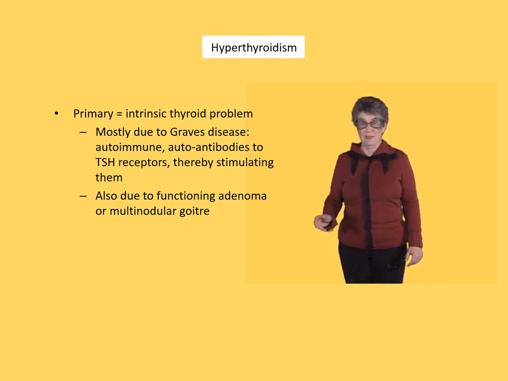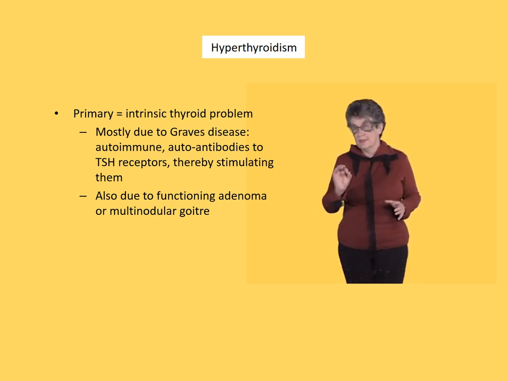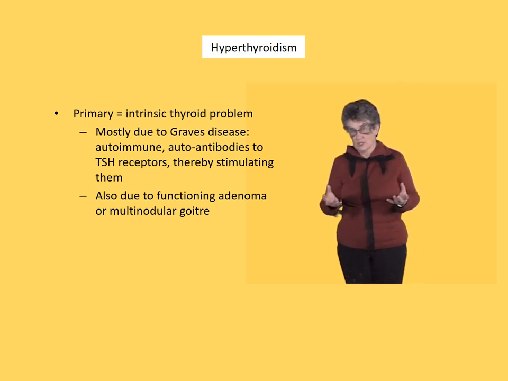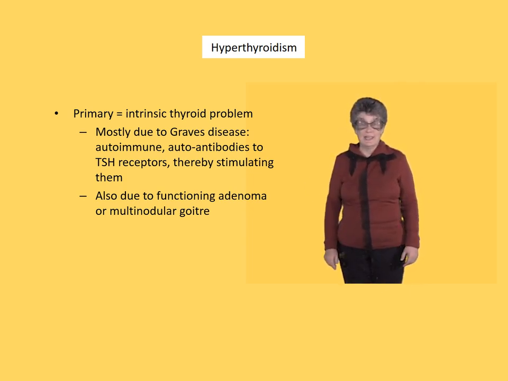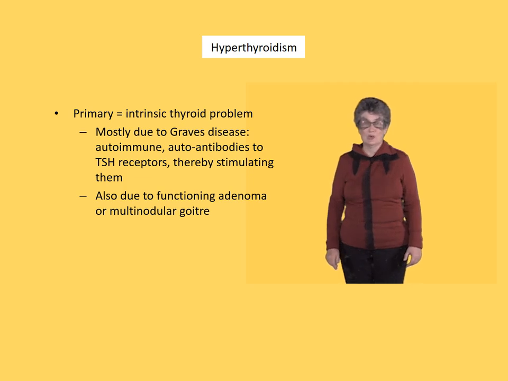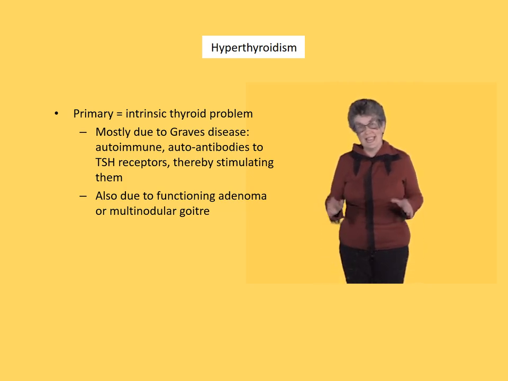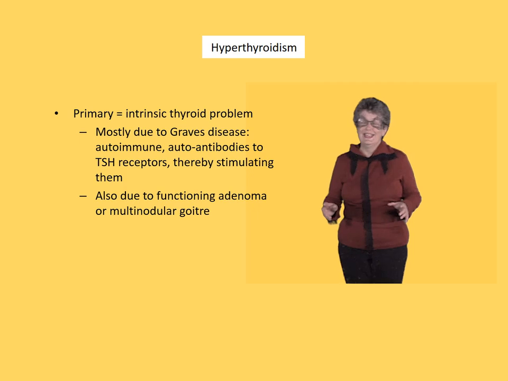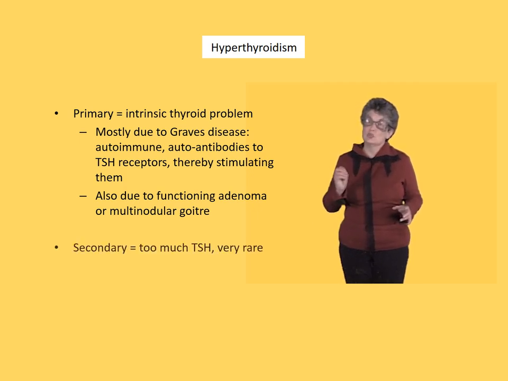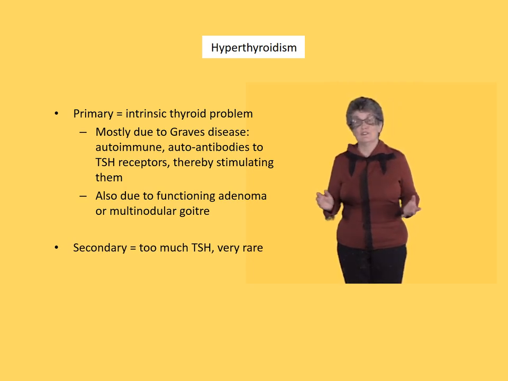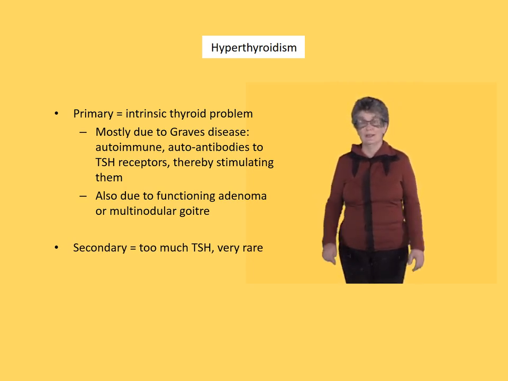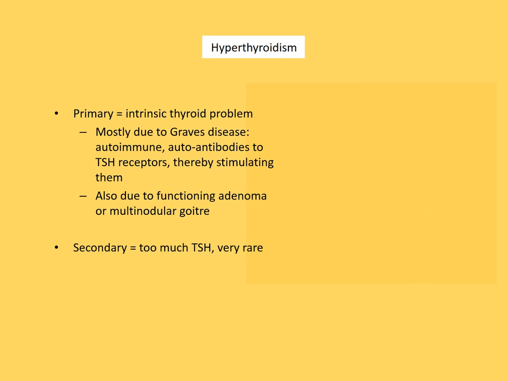Some causes of hyperthyroidism are due to a functioning adenoma, a small benign tumour that overfunctions. And very occasionally, multinodular goiter can cause hyperthyroidism. More on that later. Secondary hyperthyroidism is due to production of too much TSH in the pituitary, perhaps due to a functioning pituitary adenoma. It's very rare.